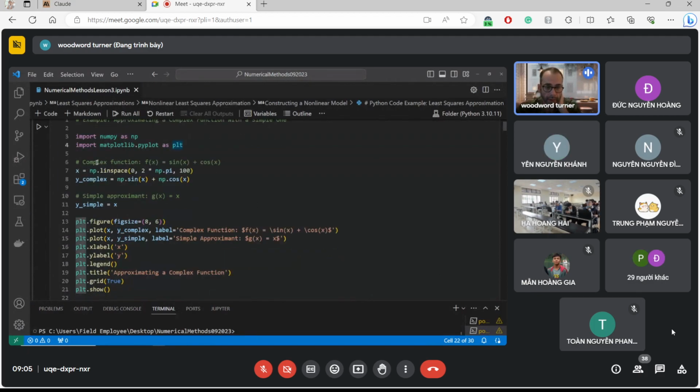So here I've created a basic function, sine x plus cosine x. And I've plotted it with some various points between 0 and 2 pi, 100 different points. And then I'm going to just pick a simple function, x. It might not be the best function, but just to give you an idea of what we're trying to do here. And then I've added some code here so that we can see what that looks like.